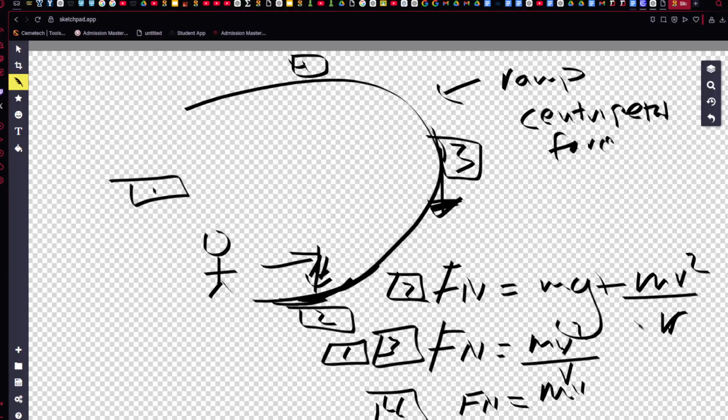Wait, mv squared. Wait. Okay, I gotta use some logic here. Okay, it's going to be mv squared over r minus mg. Is this right? Let me check my book. Wait, number 3. Oh, it's number 3 in this one. And yes, this is right.